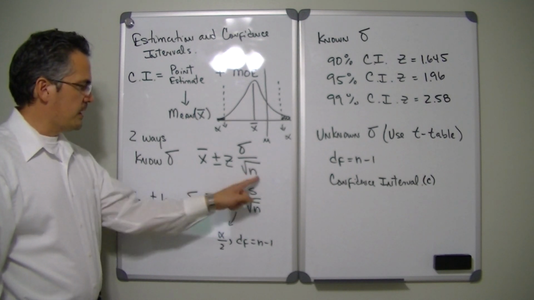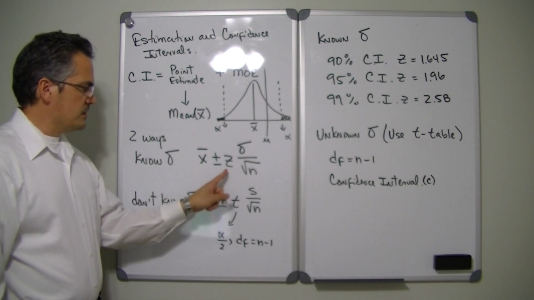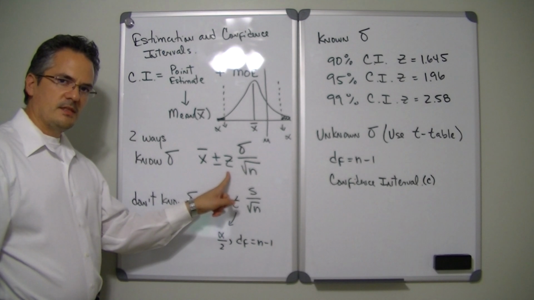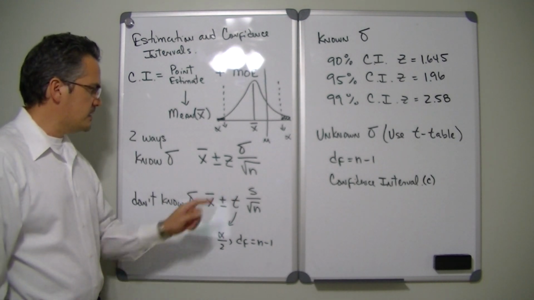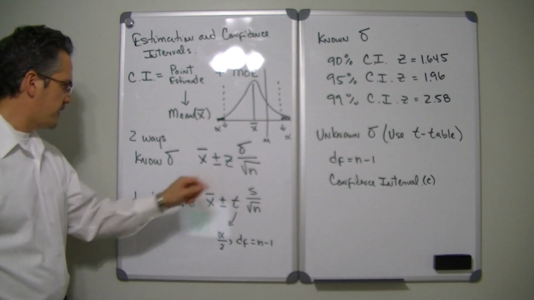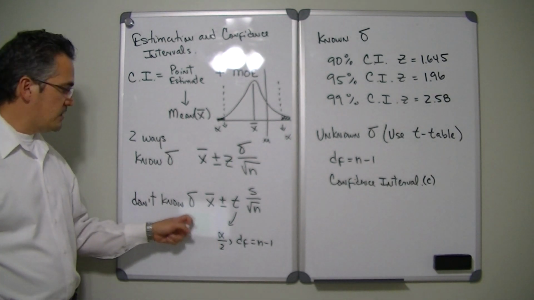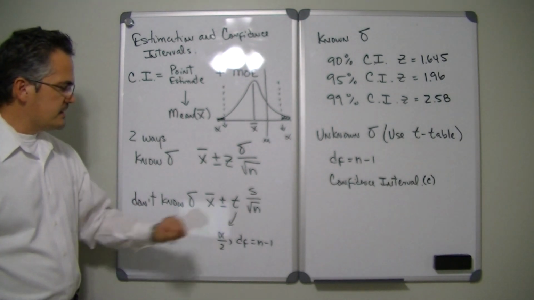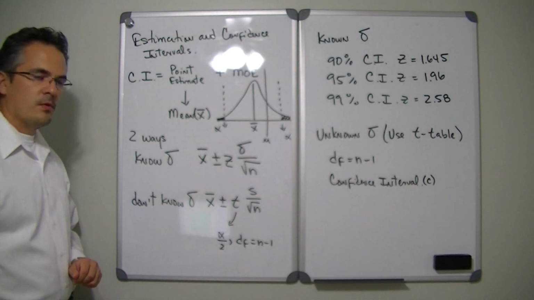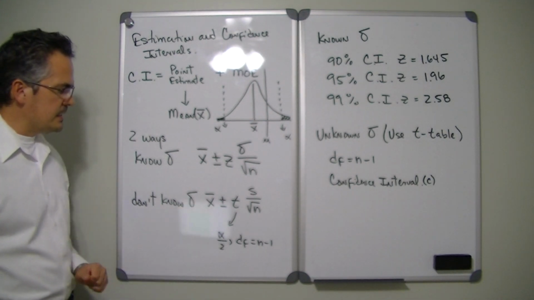And this will be the formula that we would use. And then we will be using the z-test in order to do this. The z-graph, the z-table, sorry. Now, if you don't know your population standard deviation, then we will have to use our t-table in order to come up with a value for t.